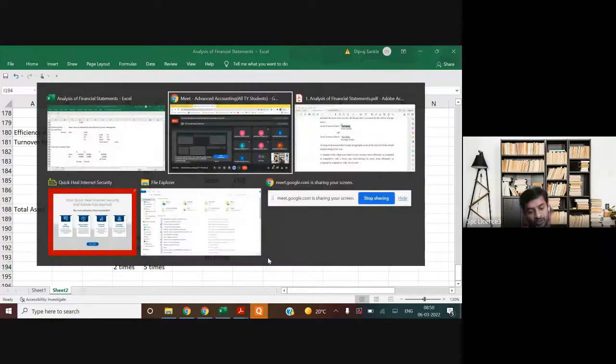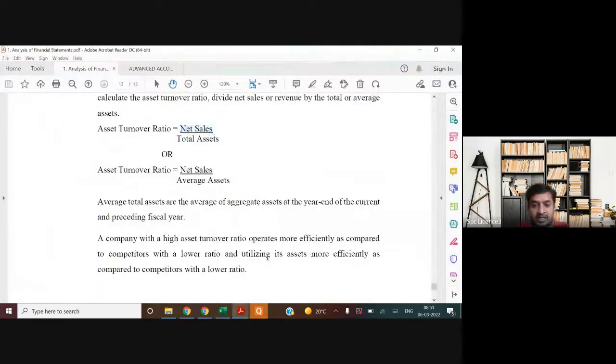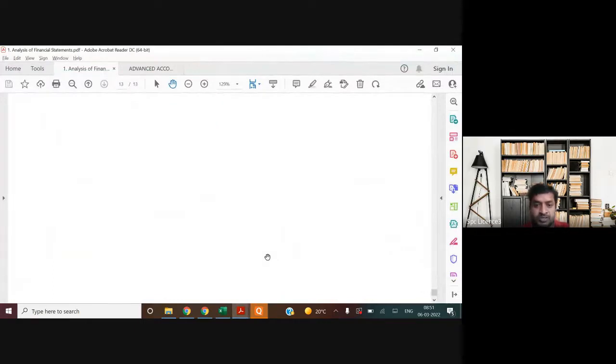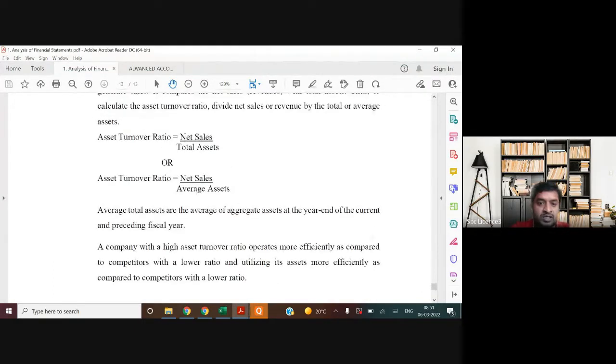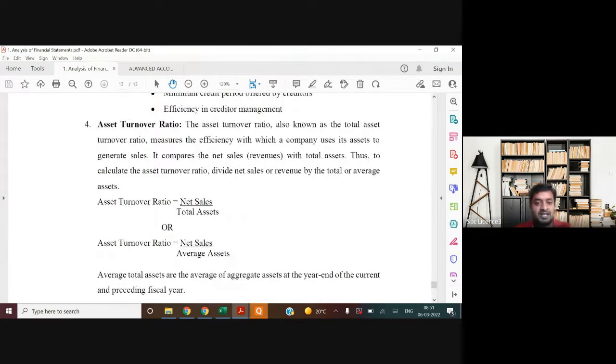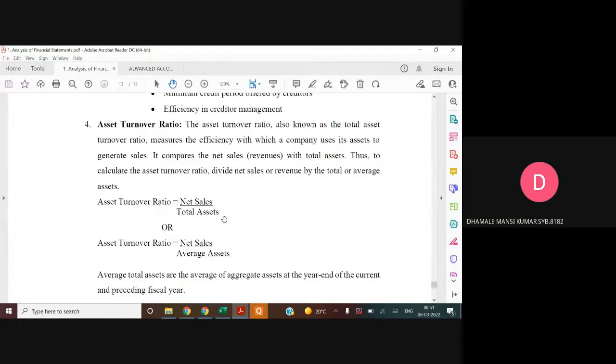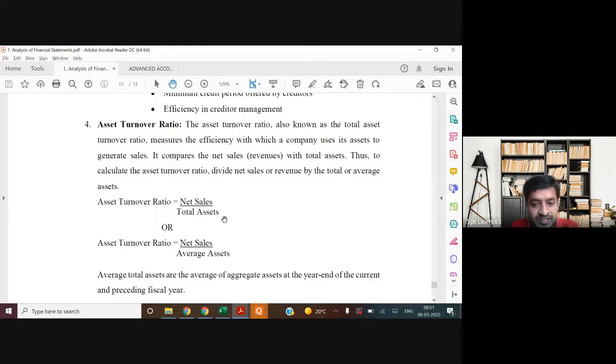Okay, just keep this in mind, and I have provided you notes yesterday. See the formula. What is the formula here? Asset turnover ratio is equal to net sales divided by total assets. Is it okay? Now did you understand the significance of this ratio? Here, turnover means what? Total sales, net sales.